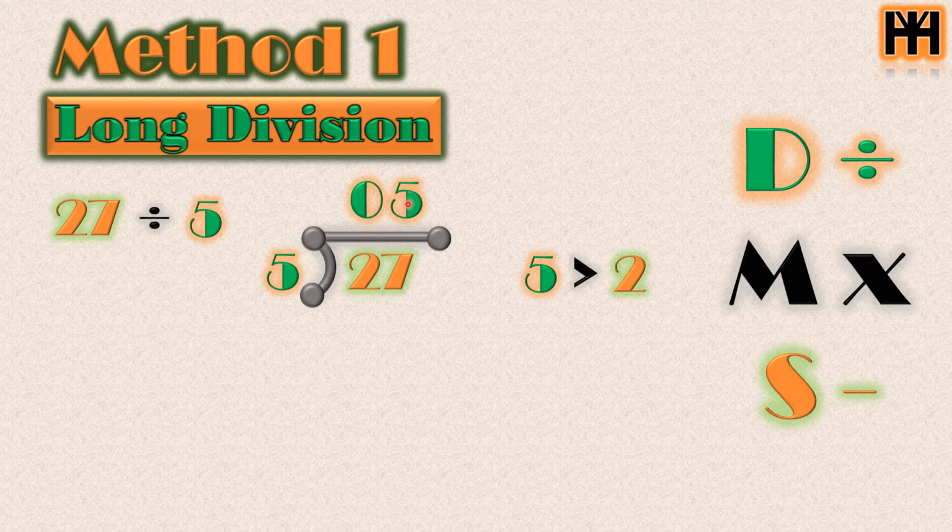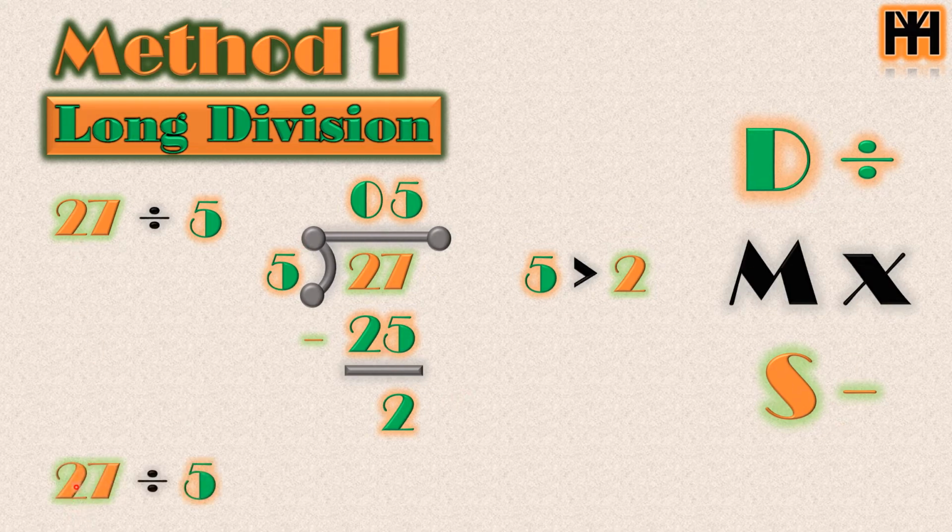Okay, so then we make the division here, then multiply. 5 multiplied by 5 is 25. Then the last step here, subtract. We'll subtract them. The result is 2. Now 2 here is smaller than 5, so we can go again with these steps. So 27 divided by 5, the result is 5, and the remainder is 2.